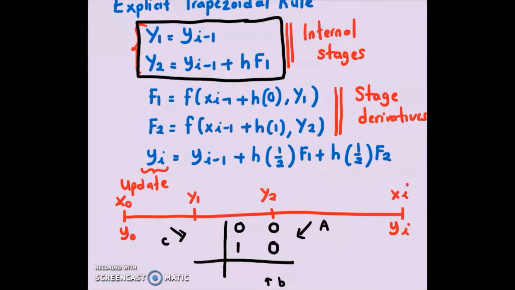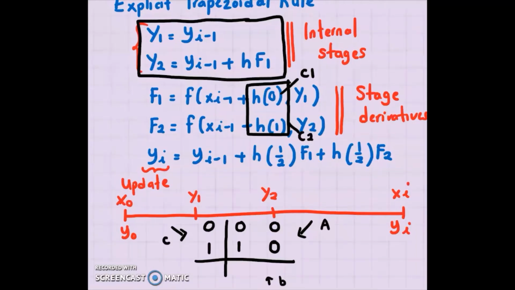Okay, so A depends on the coefficient for internal stages. Now C here depends on the coefficient inside the stage derivative. So these are my C's. Okay, so this is my C1, this is my C2. C1 is 0, C2 is 1.